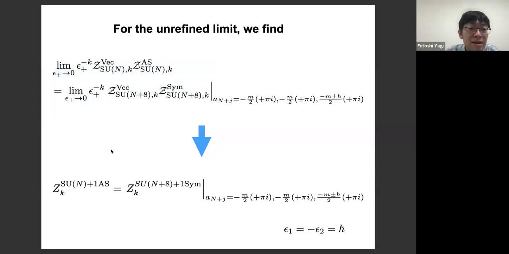But the subtlety is that this factor actually includes epsilon plus to the power of k. And if we just substitute epsilon plus equals 0, then both sides vanish. In order to avoid this, we remove such an overall epsilon plus to the k factor and then compare, and we see the agreement. And this indicates that at the level of the unrefined Nekrasov partition function, this also agrees with this expected tuning.